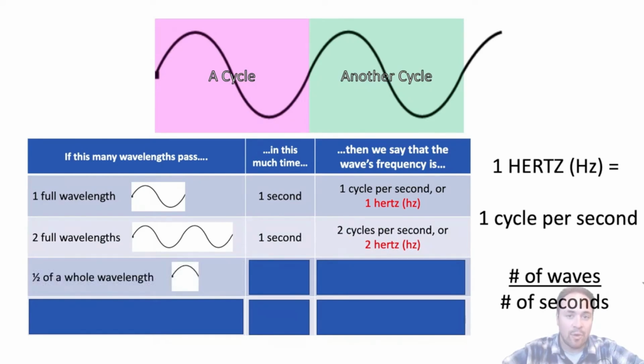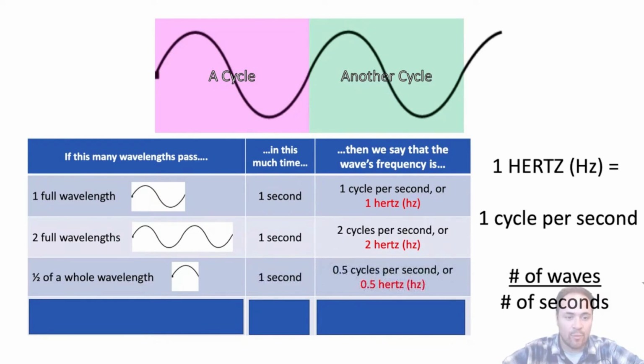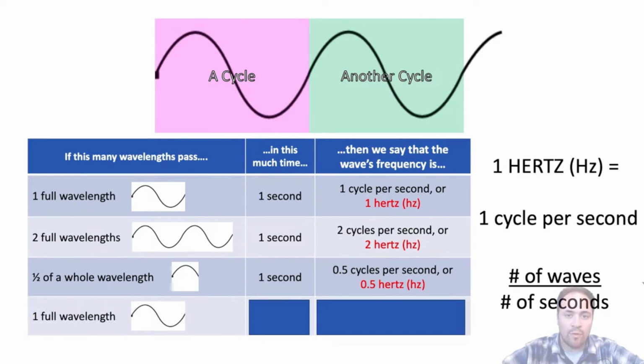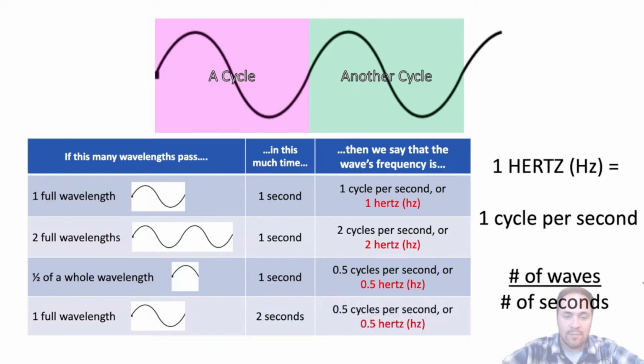Now I can have partial waves too. It's not always full waves that we get. So if I have 1/2 of a whole wavelength in 1 second, I would say that that has 1/2, or 0.5 cycles per second, or 0.5 hertz. And if I have 1 full wavelength in 2 seconds, it works out to be the same, 0.5 cycles every second, or 0.5 hertz. So taking the number of waves divided by the number of seconds will give you the number of hertz, or cycles per second.